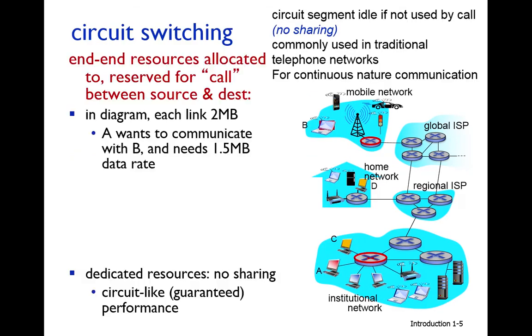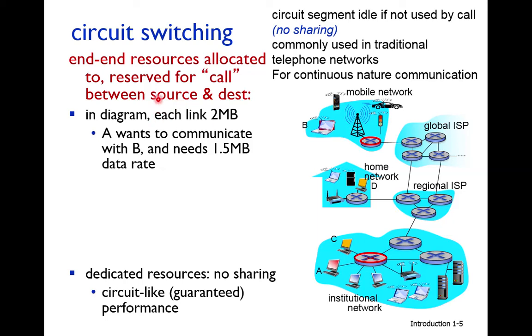Circuit switching. In circuit switching, end-to-end resources are allocated. They are reserved. And how are they reserved? By a call between the source and destination node. Okay, so let's discuss it.